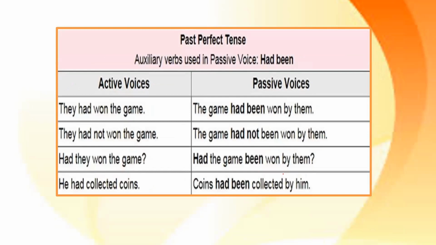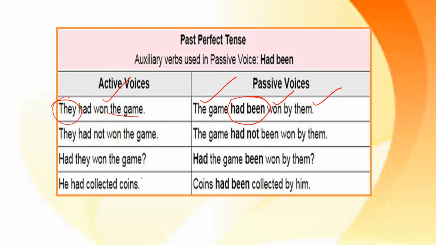Then look at past perfect tense. See the example. They had won the game. This is in the active voice. Now, see the passive voice of the same sentence. The game is the object here. It has become the subject in passive voice and the helping verb is had been. Won is the past participle form of the verb win, by them. Them is here an object, whereas in the active voice it is the subject they.